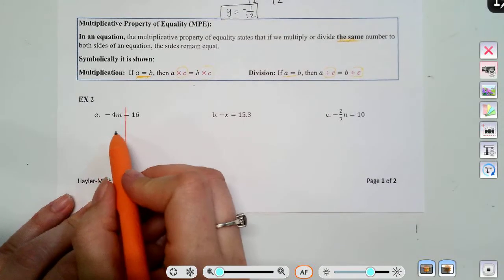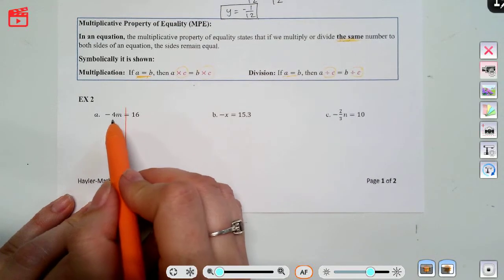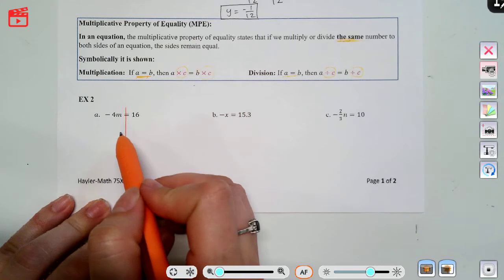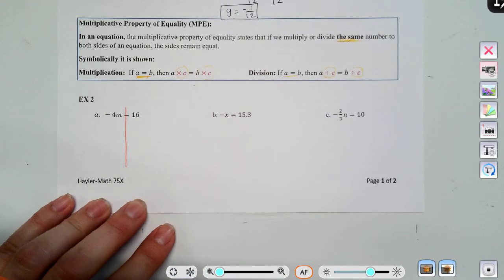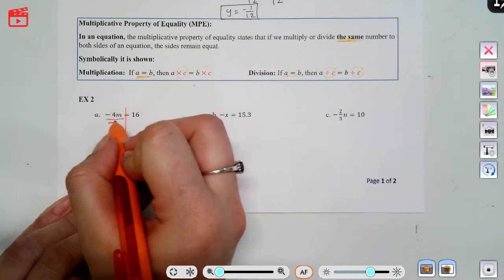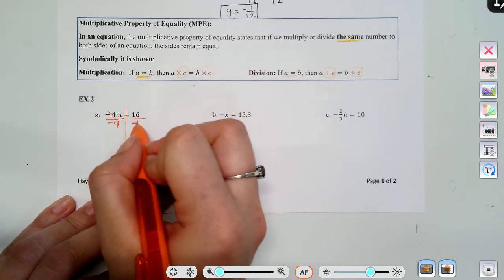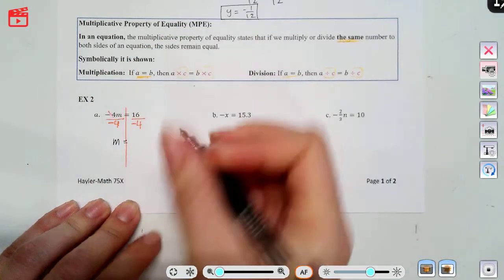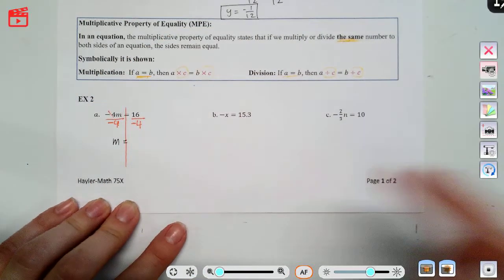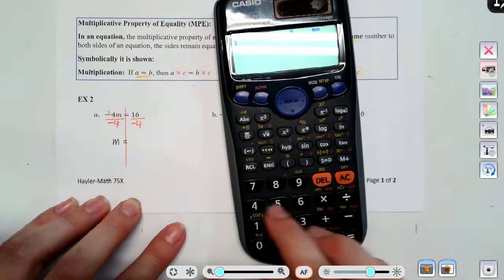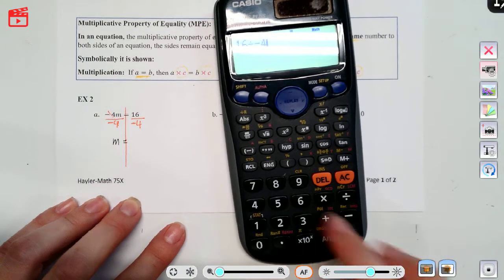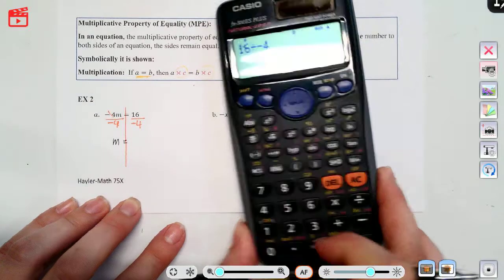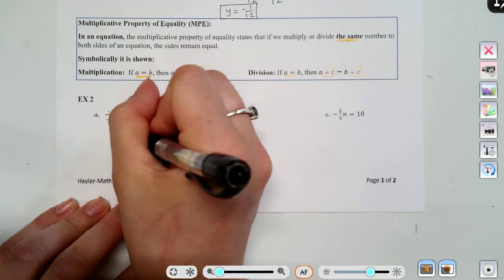So I want to solve for m, and at the moment m is being multiplied by -4. How do we undo multiplication? Well, we undo it by division. So we're going to go ahead and divide both sides by -4. So now m is by itself. Awesome. Well, what is 16 divided by -4? You could check that on your calculator. It's -4. Or if you already had that in your head, awesome, -4.